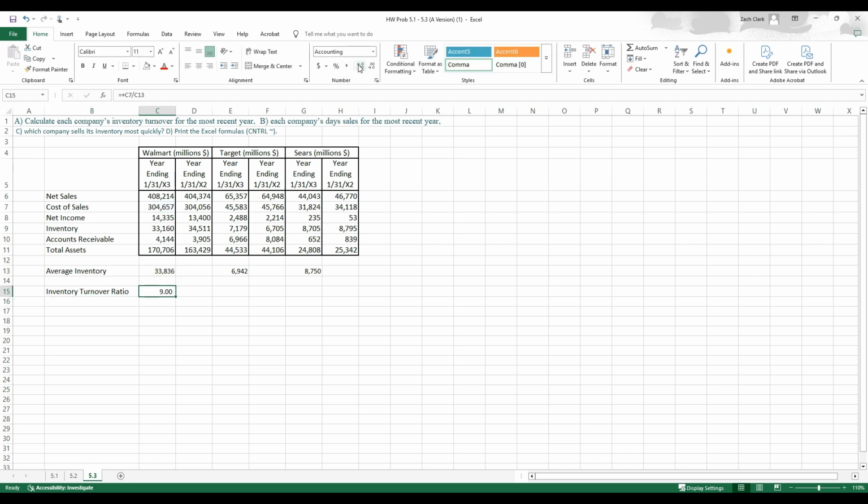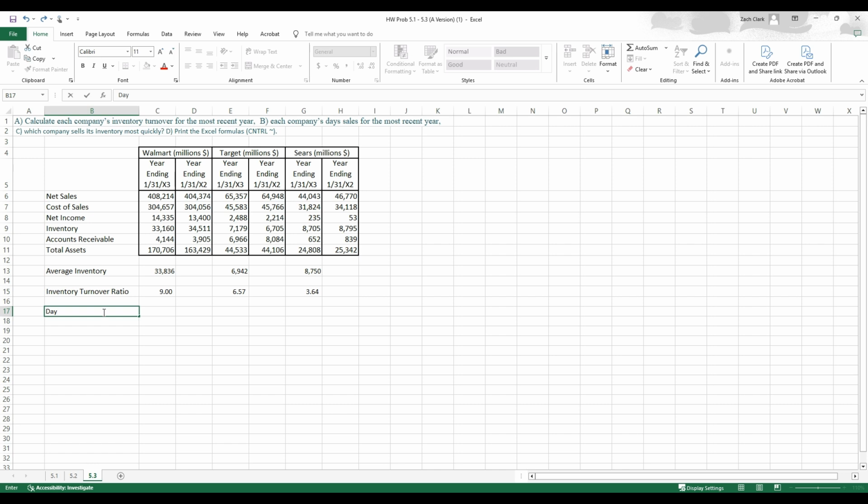And let's put it into 2 decimals. So 9 times our inventory turned over, 6.5 close to, and 3.64 times for Sears. So that is the ratio there. Let's see. So we calculated each company's inventory turnover for the most recent year, and then we need each company's days sales for the most recent year.